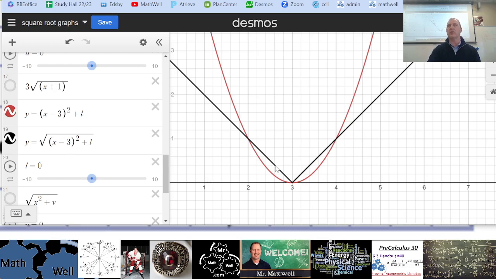Okay? Now, think about this. What if I had just y equals x squared, and I took the square root of x squared? That would be y equals x, but technically y equals plus or minus x, or actually y equals absolute value of x, which the black graph is, an absolute value graph. That makes sense. When you move it up, we'll talk a little bit more about that as we move through.